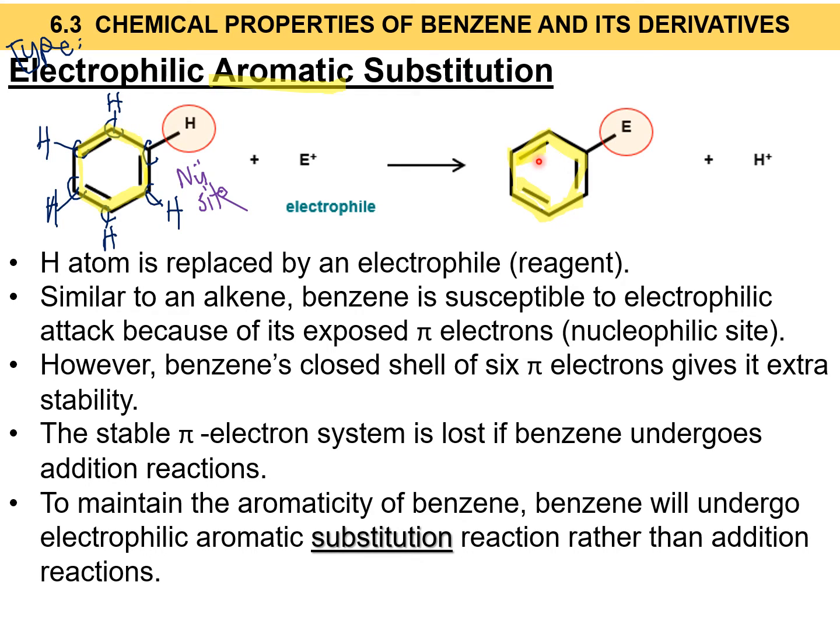It can only do a substitution reaction, because it is only stable if it can retain, maintain, the carbon-carbon double bonds at each position. Okay, so to maintain the aromaticity of benzene, it will undergo only the electrophilic aromatic substitution type of reaction rather than addition reaction. Okay, so addition reaction happens at what? At the carbon-carbon double bond, which is in alkene. But substitution reaction is on the benzene ring.